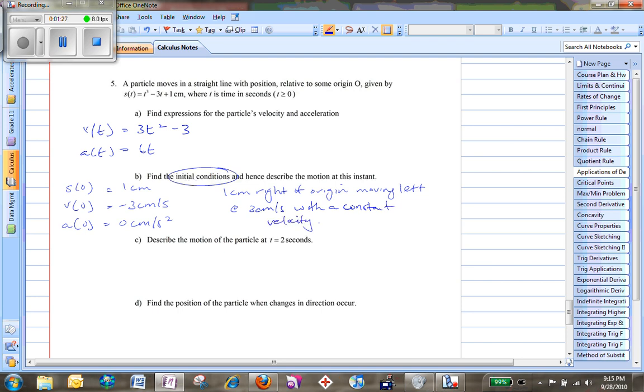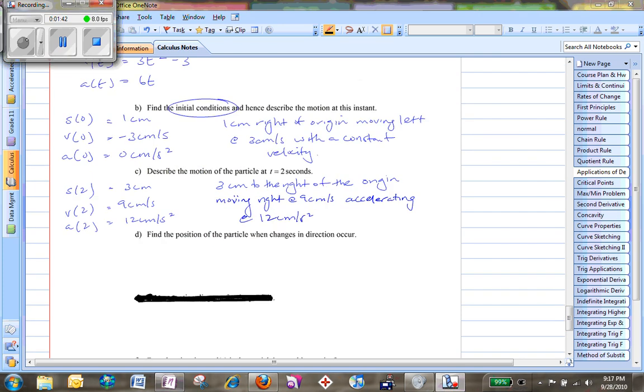Not too bad. We're pretty much using the information in the description words that are at the beginning of this note to describe what's happening to this particle. Next question, C, is asking what's happening at 2 seconds. Try it yourself, see if you can get it, and then verify that your answer is the same. Hopefully you've had time to try the question itself, and your answer should say 3 centimeters to the right of the origin, moving right at 9 centimeters per second, and accelerating at 12 centimeters per second squared.